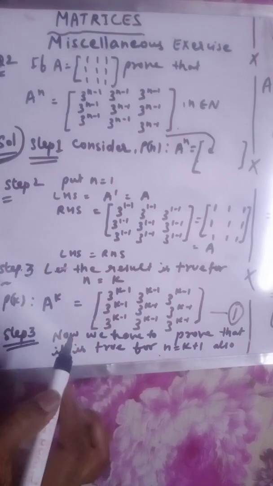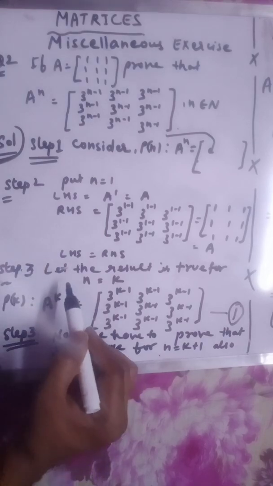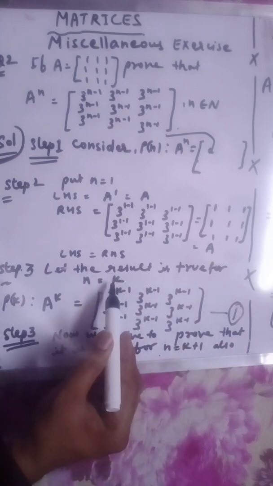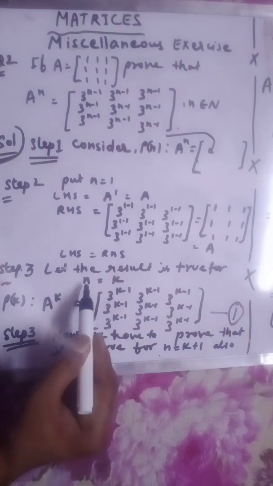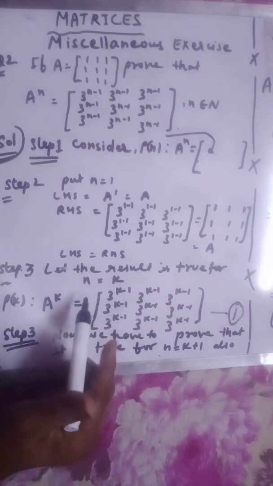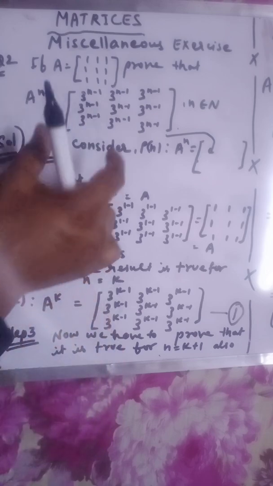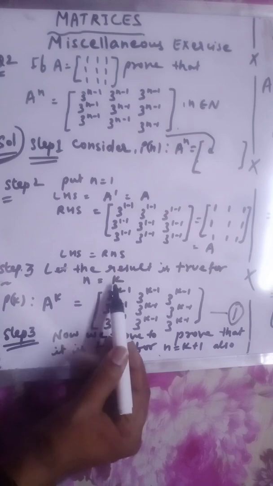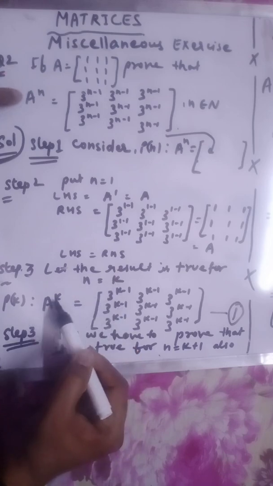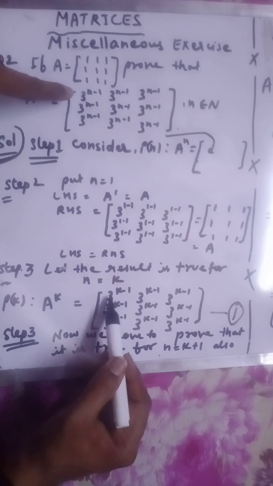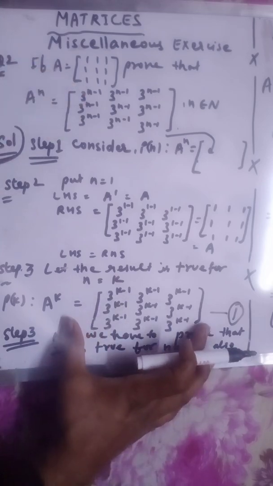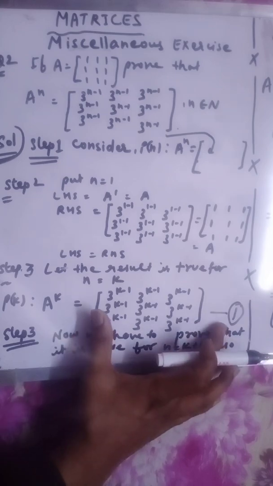Here, we are assuming that the result is true for n equals k, where k is any variable. So this is the second step. You have to put n equals k in the statement which you have to prove. When you put n equals k, you will get A raised to power k equals, where you are getting n you have to replace it by k. So you will get this whole matrix, this whole statement. That is your statement number 1.